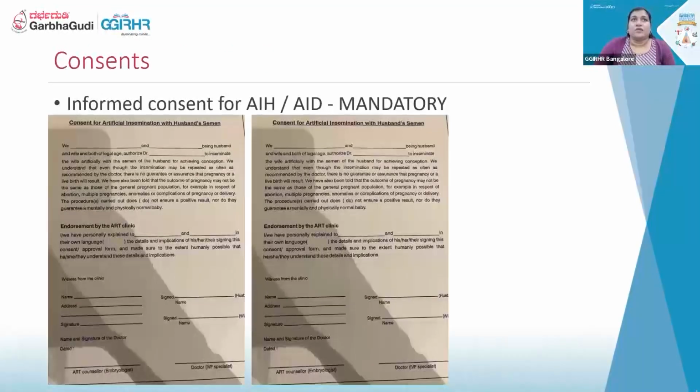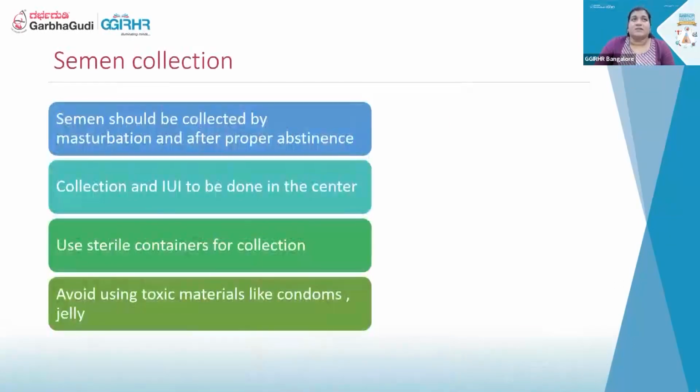Then we'll have to take informed consent, whether it is for artificial insemination with husband's sperms or artificial insemination with donor sperms. We'll have to take the consent; that is mandatory. Second, how is semen collected?